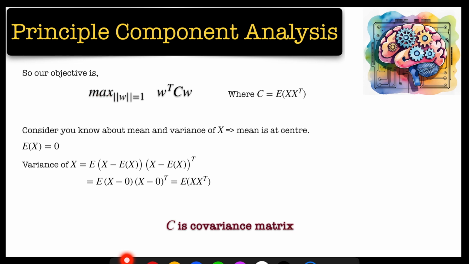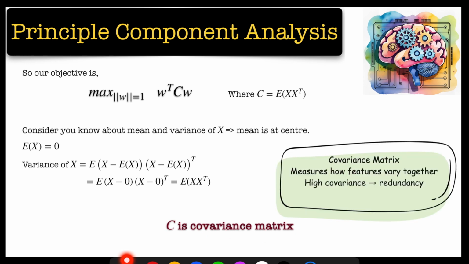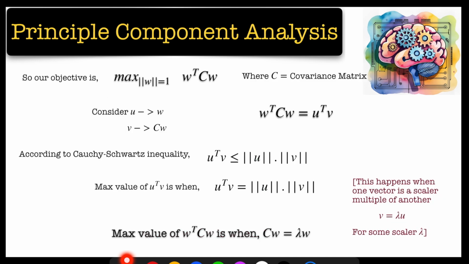And we have to maximize W transpose CW, where C is the covariance matrix. What is a covariance matrix? It measures how features vary together. So high covariance means redundancy. Now let's pause for a moment. So we have to maximize this W transpose CW, where C is the covariance matrix. We are clear till this point. Next we have to see how we maximize this. We don't have to do a lot here.